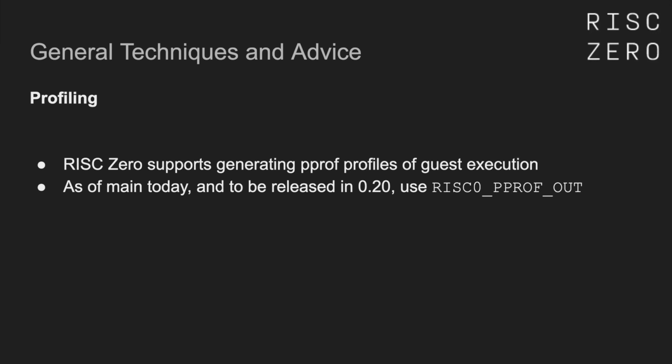RISC Zero supports a profiler today, as of 0.19, if you want to use it. And in 0.20, we are going to release changes that make it much easier to access those profiles. I'm going to show off how to use the new API in 0.20 using the build of RISC Zero off the main branch of our monorepo. But basically, that sums up to setting an environment variable and getting a profile out. And I'll show you what these profiles look like.